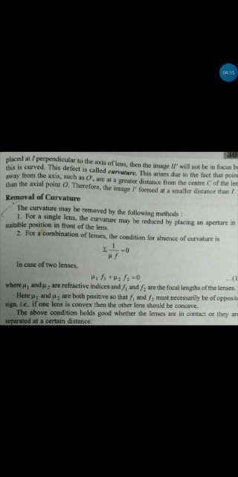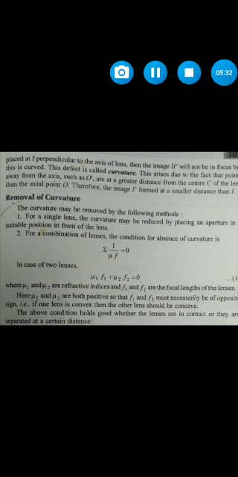That is, if one of the lenses is convex, then the other lens should be concave. Why? Because mu1 and mu2 both are positive. Refractive index is always positive, and f1 and f2 must necessarily be of opposite sign. So if one lens is a convex lens, the other should be a concave lens, in order to minimize the curvature defect. The above condition holds good whether the lenses are in contact or separated by a distance. So this is about the curvature defect.